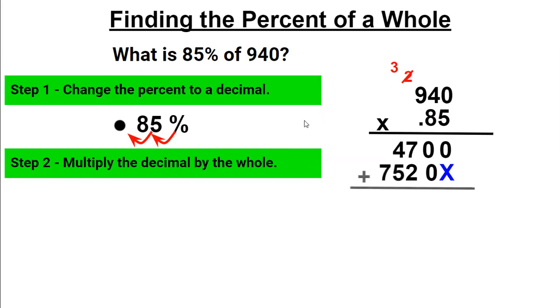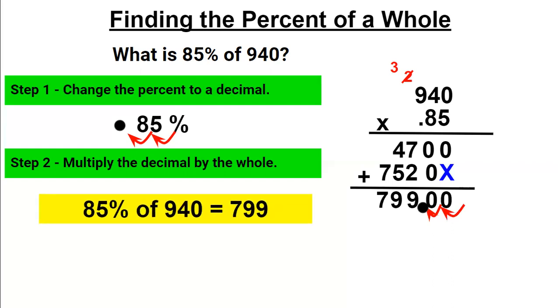And then we add our partial products. 0 plus x is 0. 0 plus 0 is 0. 7 plus 2 is 9. 4 plus 5 is 9. And 7 plus nothing is 7. We have 2 numbers after the decimal, so we have to move 2 spots to the left. So our answer is 799. We can drop the 0.00. 85% of 940 equals 799.